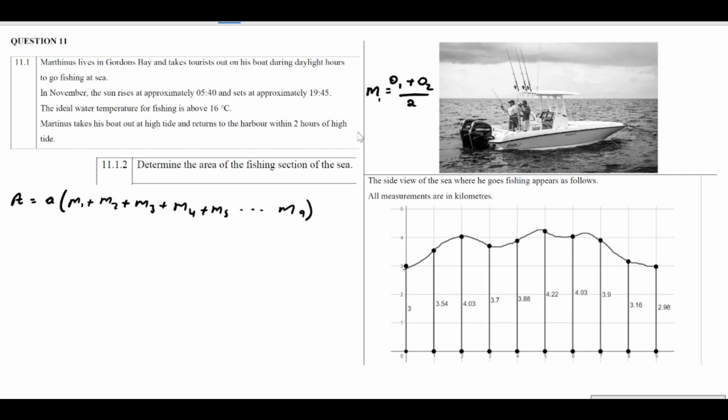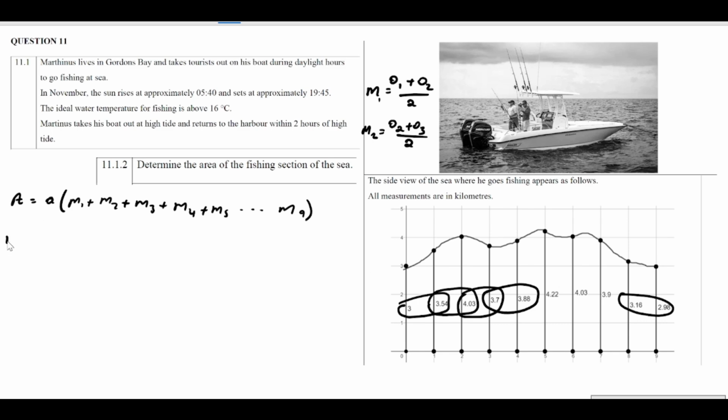Let's say that is m1. Then m2 is ordinate 2 plus ordinate 3, divided by 2. So basically we start here: ordinate 1 and ordinate 2, you add them and divide by 2. Then you take ordinate 2 and ordinate 3, add them and divide by 2. You take this ordinate and this ordinate, add and divide, and you do this all the way up until you get to the last one.